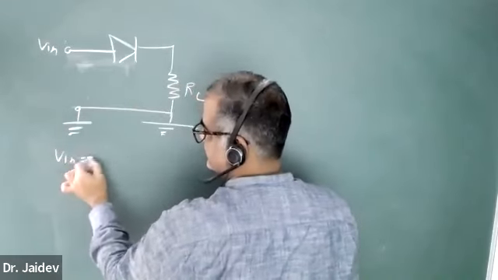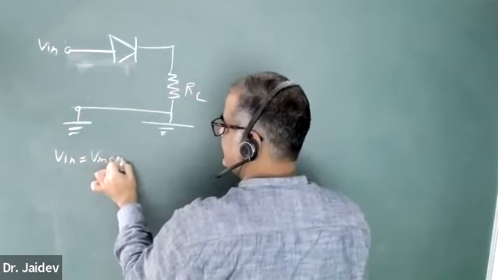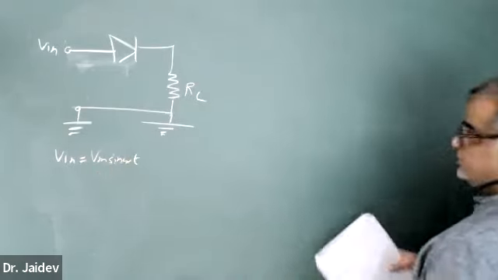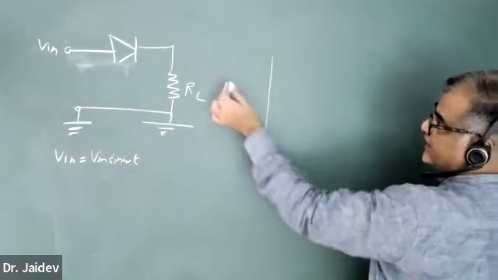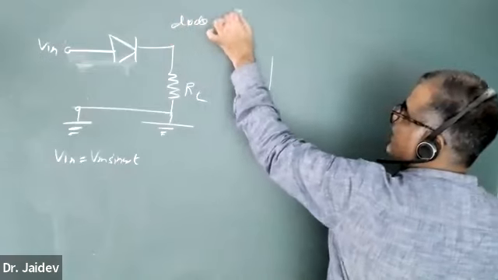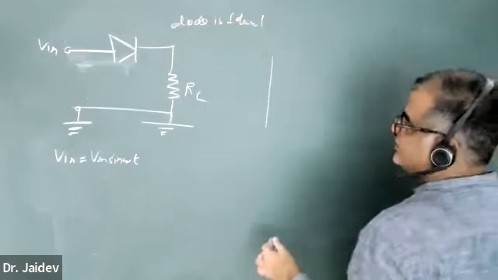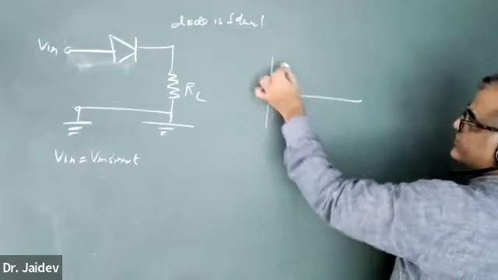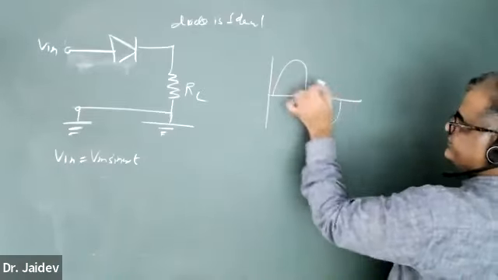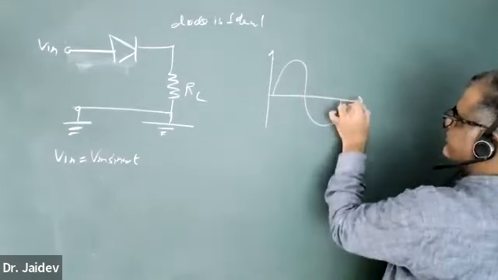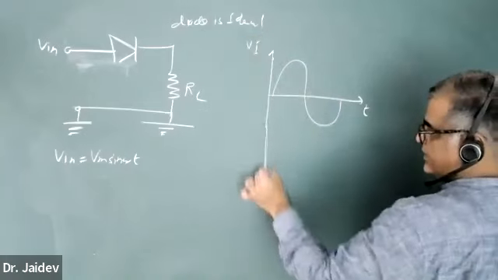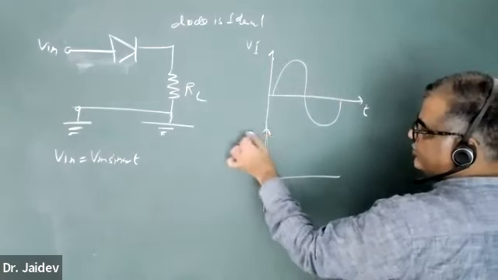V input is Vm sine omega t. Okay. So the diode is ideal. Ideal means in forward bias, it should have a voltage drop of zero. Now this is your current as a function of time. This is V input I'm applying here. Now I want to plot V output.